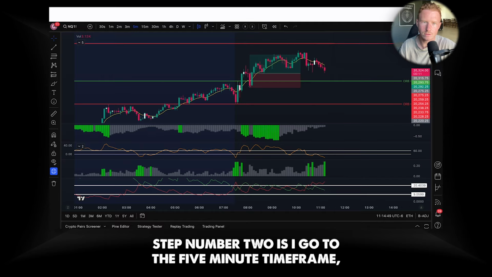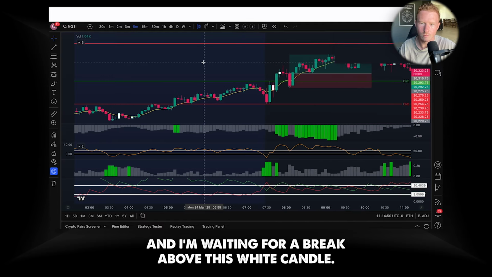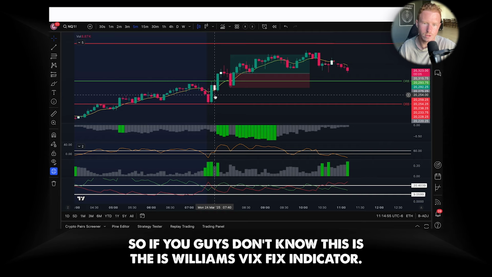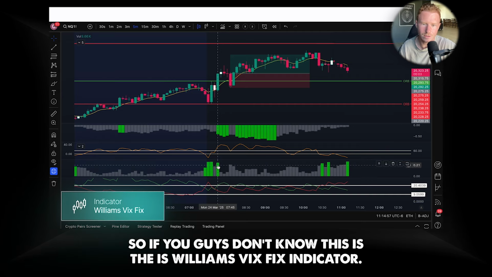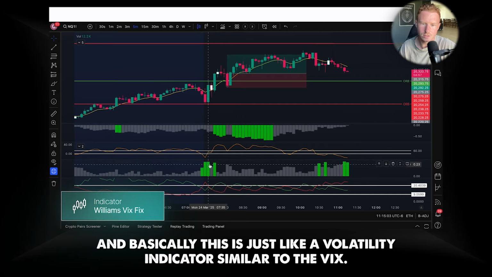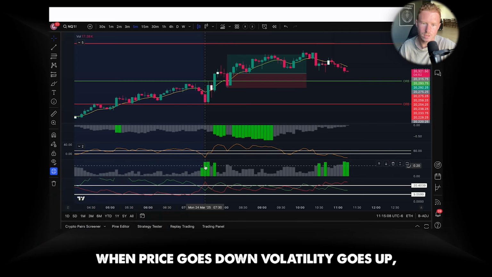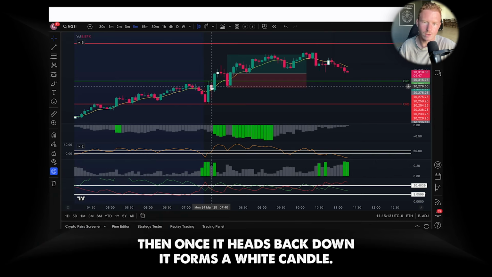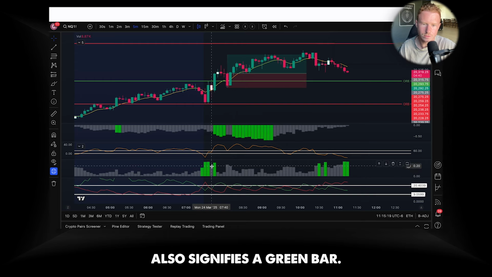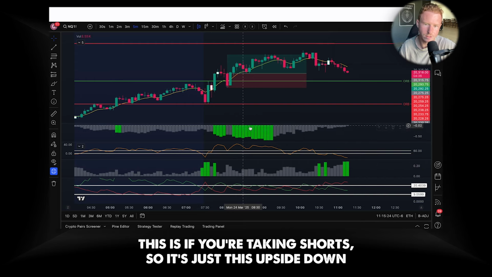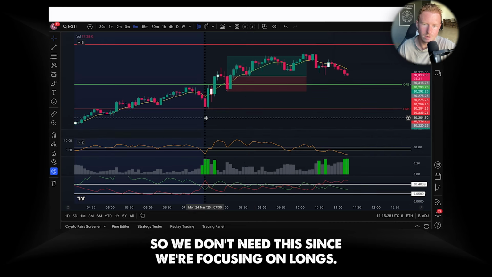Step number two is I go to the 5-minute time frame and I'm waiting for a break above this white candle. If you guys don't know, this is the Williams VIX Fix indicator, and basically this is just a volatility indicator similar to the VIX. When price goes down, volatility goes up, and then once it heads back down, it forms a white candle. Also signifies a green bar. If you're wondering what this is, if you're taking shorts, it's just this flipped upside down. So we don't need this since we're focusing on longs.